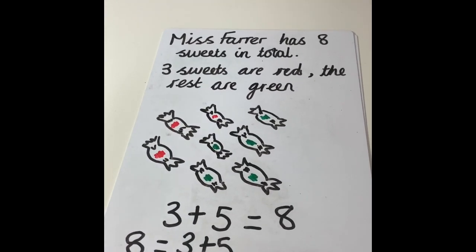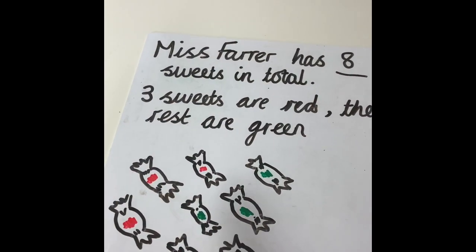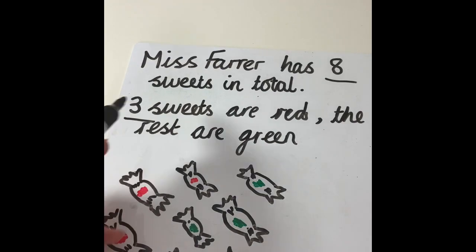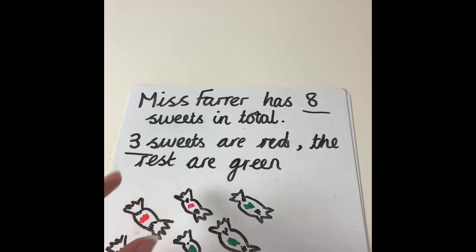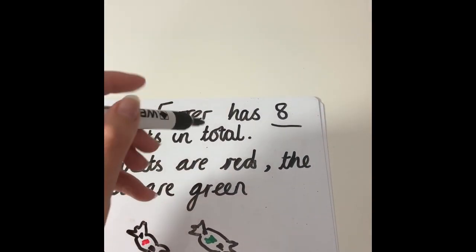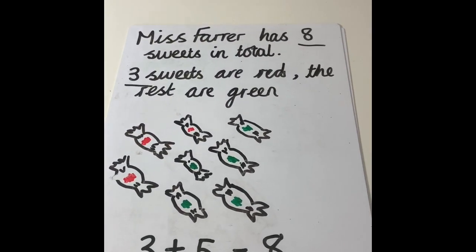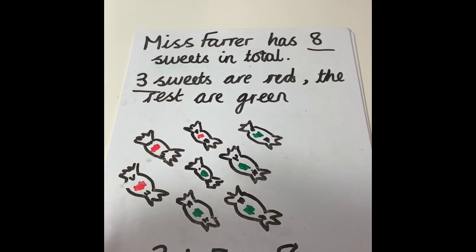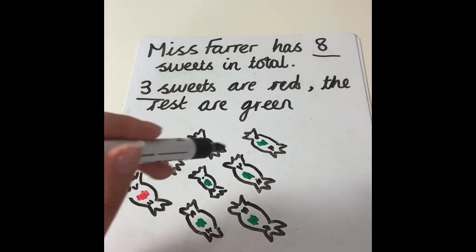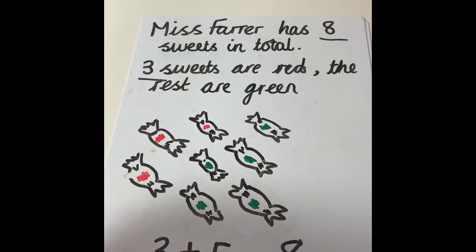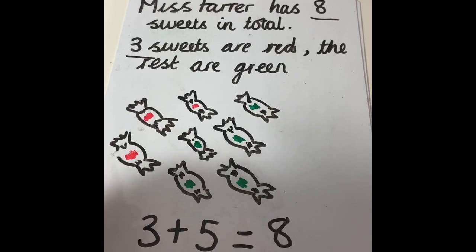Okay, so the first thing you needed to do was listen out for the information that was already given to you. You had an 8, you had a 3. 8 was in total. Total means whole, and that is what you need to remember. 3 sweets are red, the rest are green, so one part is 3, the other part is unknown, and you have to work it out. Okay, right, now pause this video and have a go at the word problems.